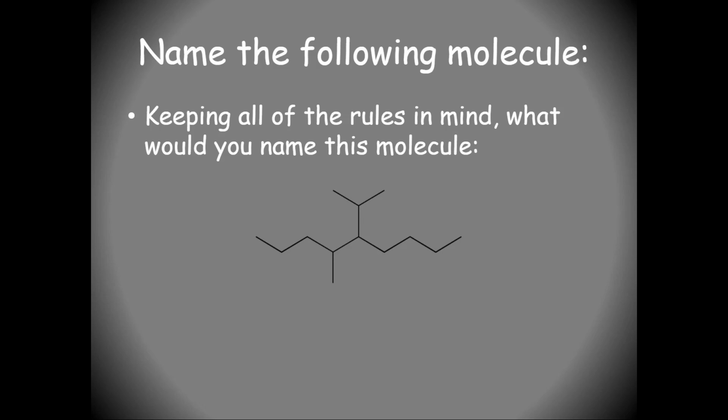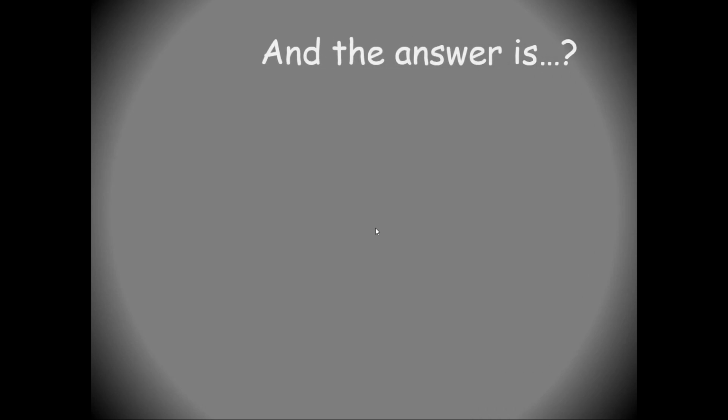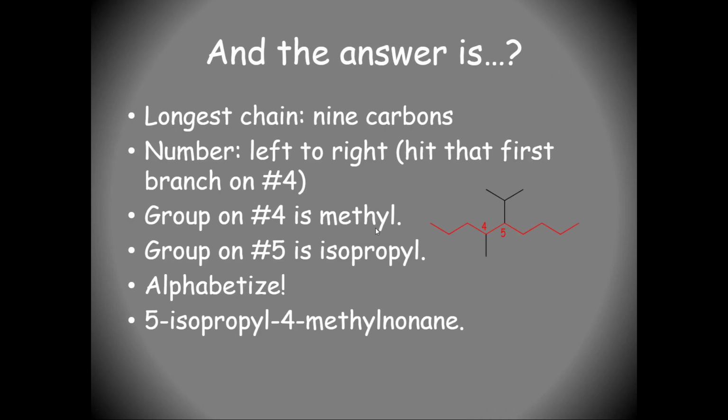This wants us to go ahead and name this group right here. As a reminder, we want the lowest numbers. 1, 2, 3, 4, 5, 6, 7, 8, 9. Here we have no name. Here we have a methyl group on 4, so 4-methyl. We have a 5-isopropyl. So we would put 5-isopropyl, 4-methyl, no name.